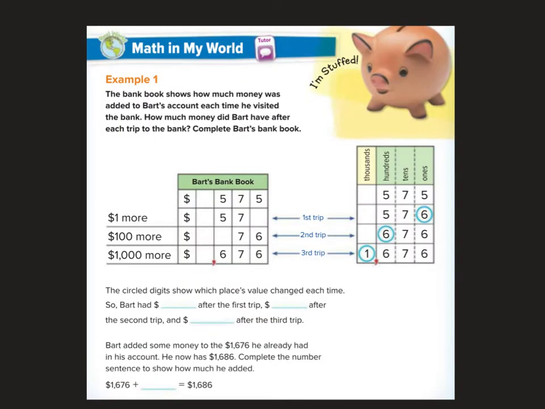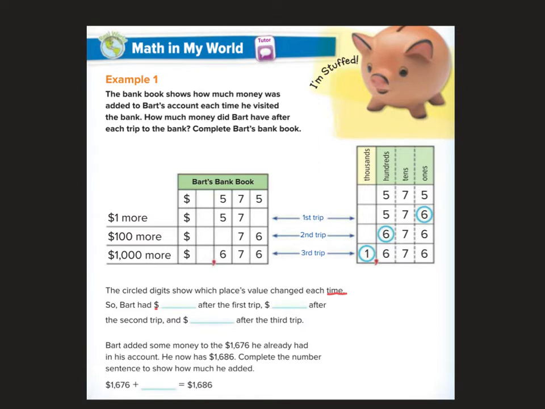Example 1. The bank book shows how much money was added to Bart's account each time he visited the bank. How much money did Bart have after each trip to the bank? Complete Bart's bank book. Okay, so the circled digits show which place value changed each time. So Bart had blank money after the first trip.